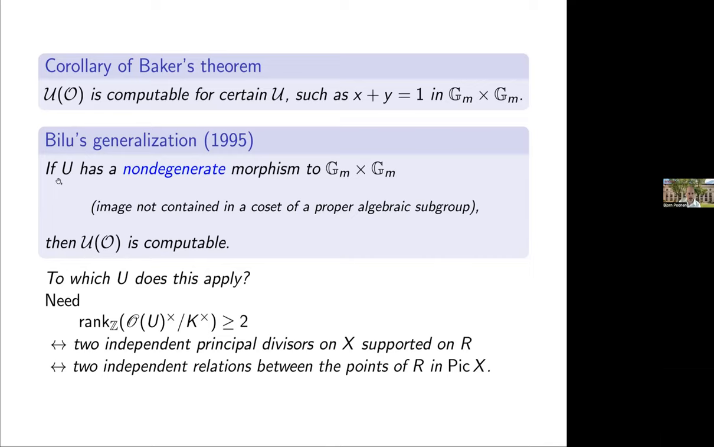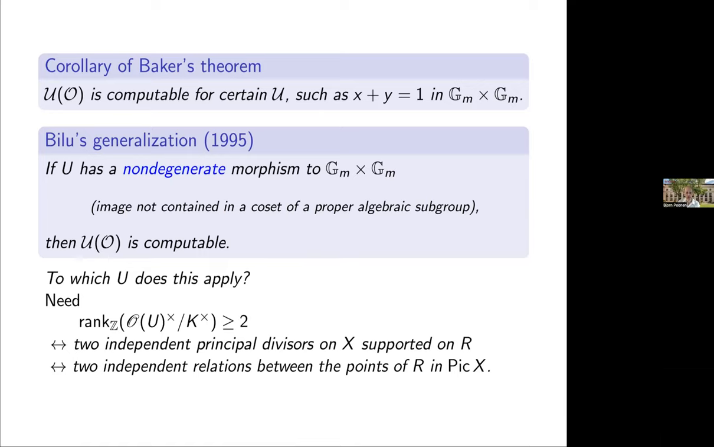And so he proved that if you have an affine curve U that is not just necessarily a subvariety of GM cross GM, but something that has a map to GM cross GM, and it's not degenerate, in the sense that it's not a subgroup of this. It's not something like Y squared equals X cubed inside GM cross GM. And it's not a coset of a subgroup, and it's not contained in a coset. So it's not a constant map, for example. If you have such a curve, some interesting curve in GM cross GM, or mapping to an interesting curve in GM cross GM, then you can use Baker's method to compute the integral points.